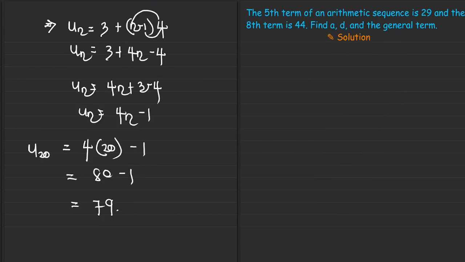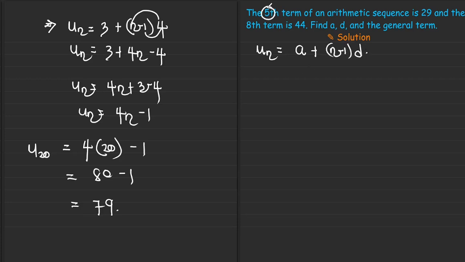For this fourth question, there are so many ways you can solve it, but let's read it first. It says, the fifth term of an arithmetic sequence is 29, and the eighth term is 44. You have to find A and then D and the general term. You can pause and then do it on your own, after which you come to look at my suggested solution. We know for a general term, Un is given as what? A plus (n minus 1), then your D.